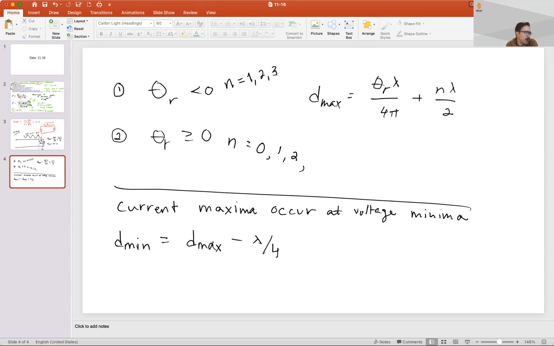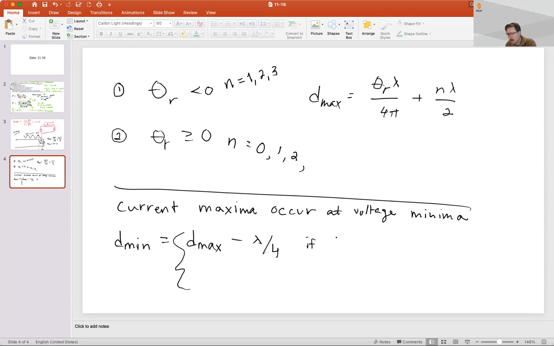And now we want to find, we found the voltage maxima. And now we want to find the current maxima, and that will be related to the voltage minima. So if we want to find the voltage minima, we can take this distance where the maximum occurred and then subtract a quarter wavelength.